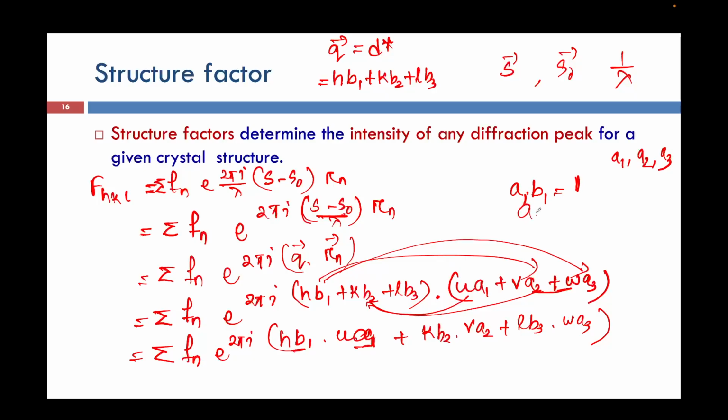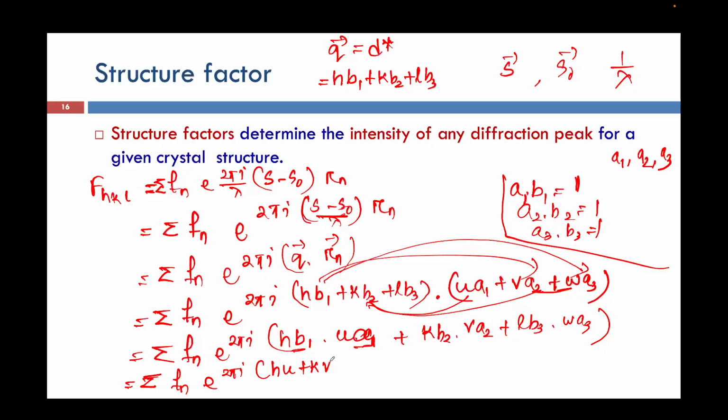So this will be a2 into b2 is equal to 1, a3 into b3 is equal to 1. Putting all these properties, how can I calculate? This is the summation of Fn e to the power 2 pi i, and this term will be hu plus kv plus lw. This will be my structure factor relation.